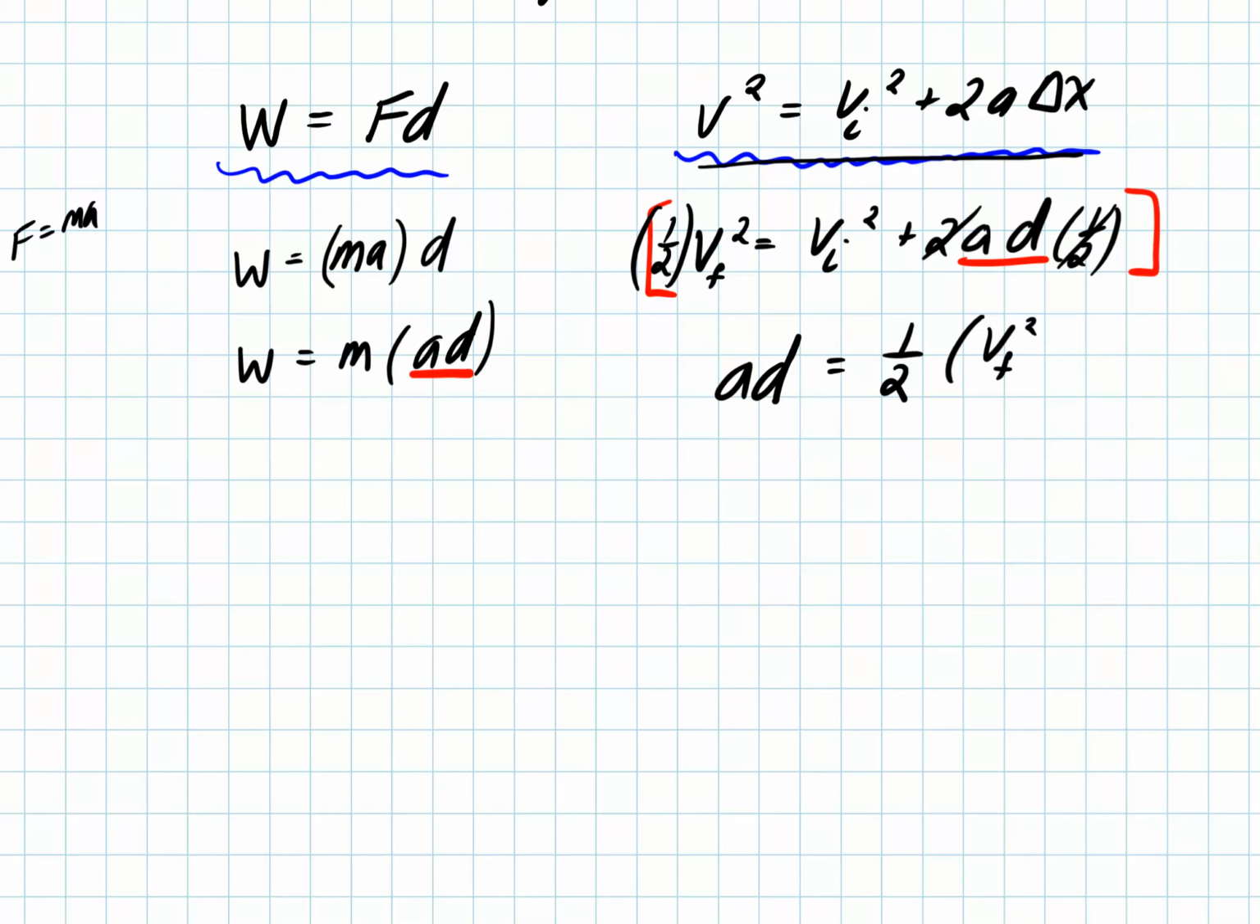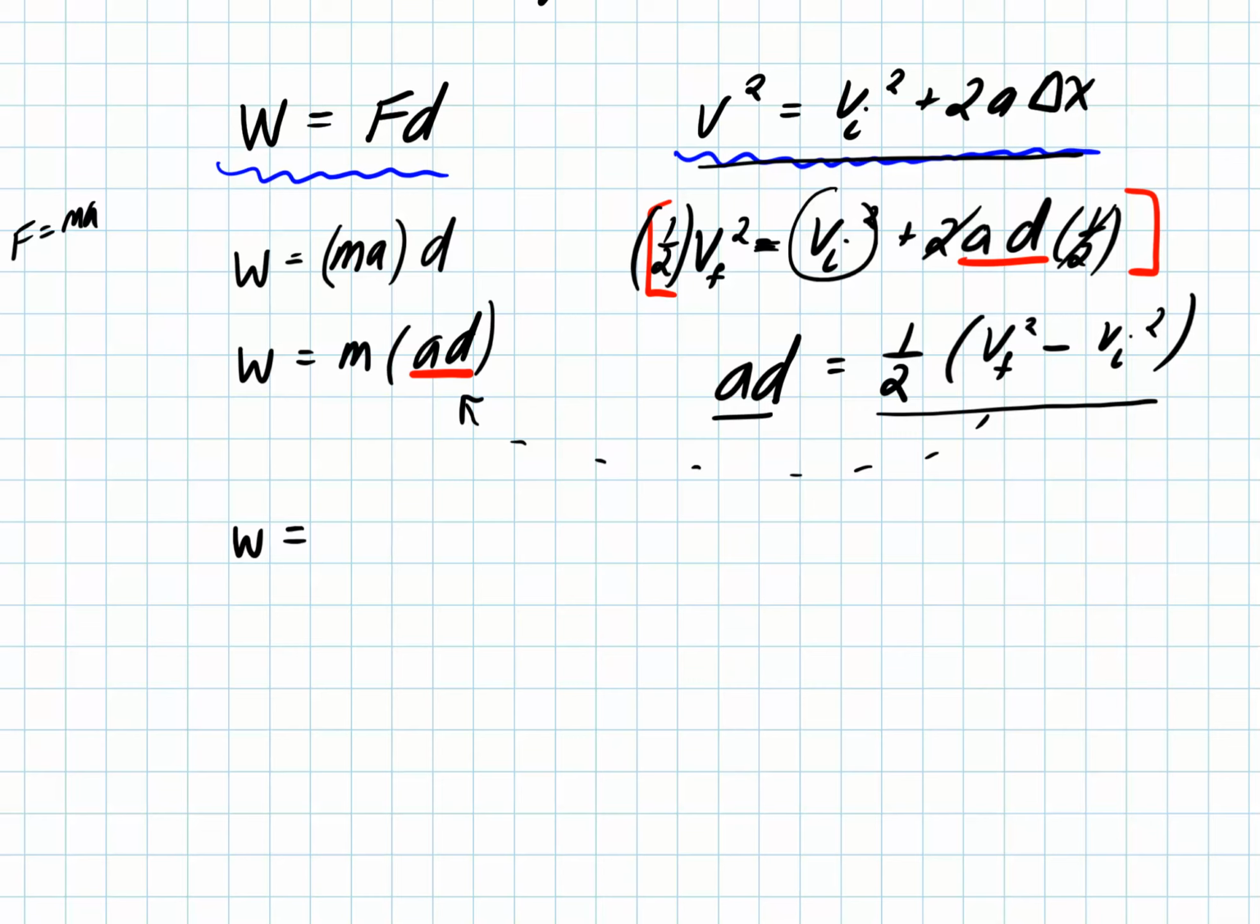Oh, I still got to push that guy over. Forgot to do that. So minus, so you see that guy? He's on this side of the equation, so I forgot to push him over there. So V final squared minus V initial squared, and that's AD. So I'm going to substitute all of this into here.